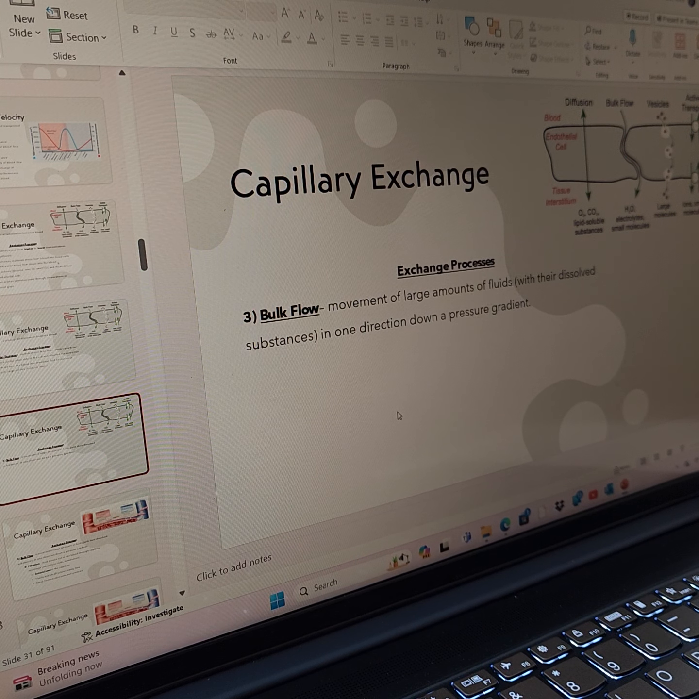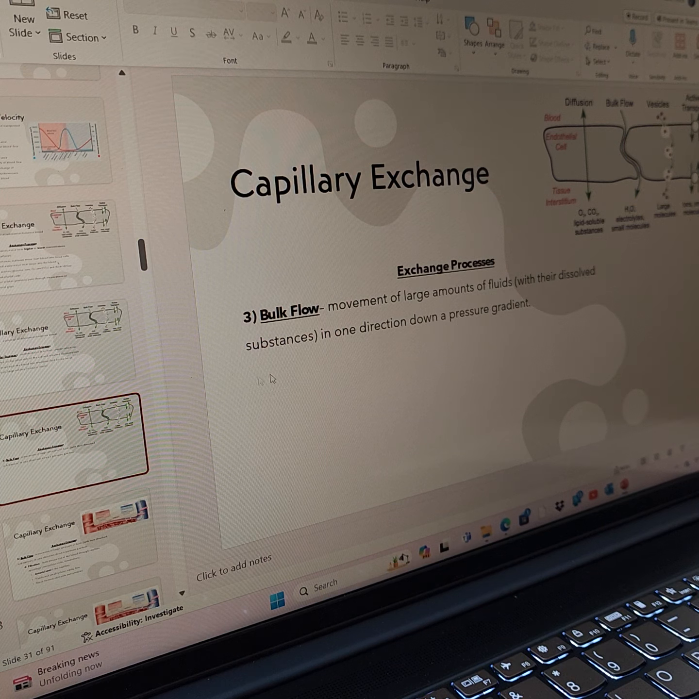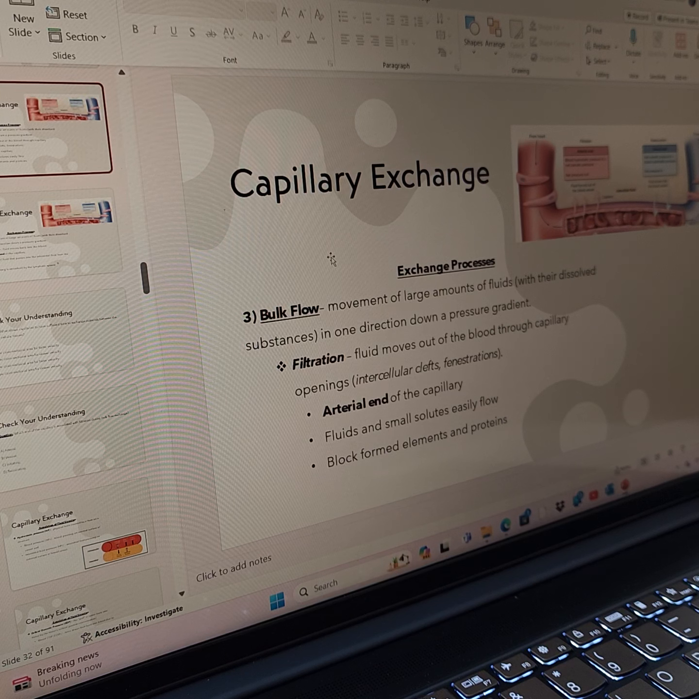And then from diffusion to vesicular transport, we move into bulk flow exchange processes. This is the movement of large amounts of fluids along with their dissolved substances in one direction down a pressure gradient. Okay, capillary exchange. We just got into bulk flow.